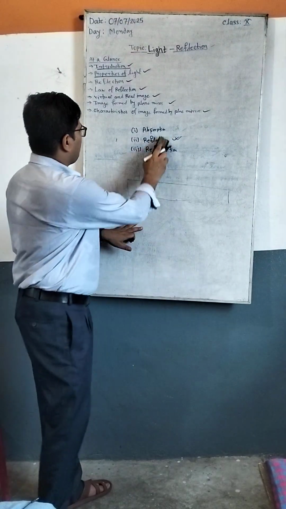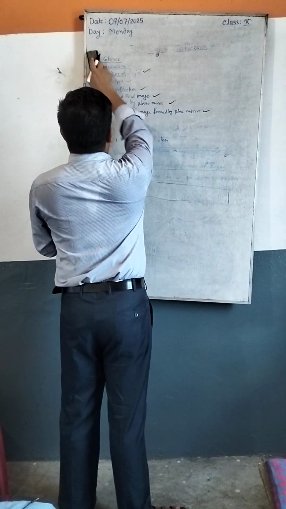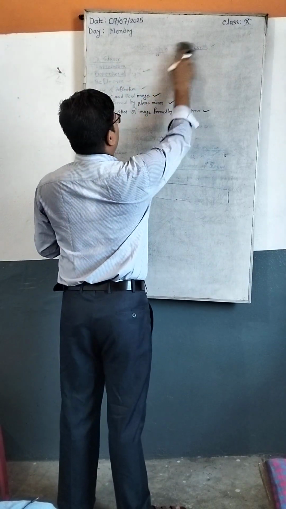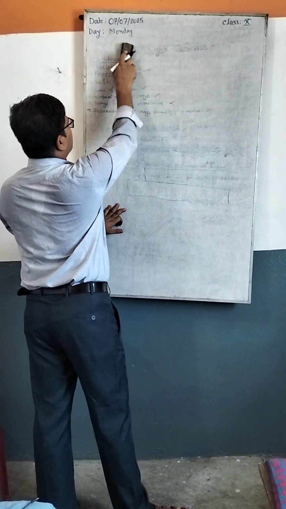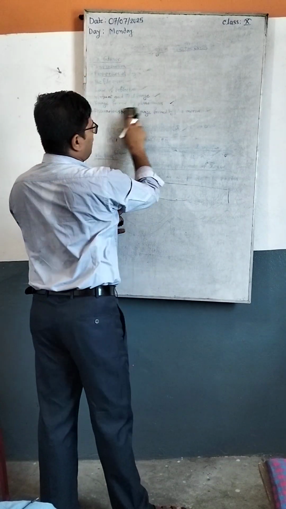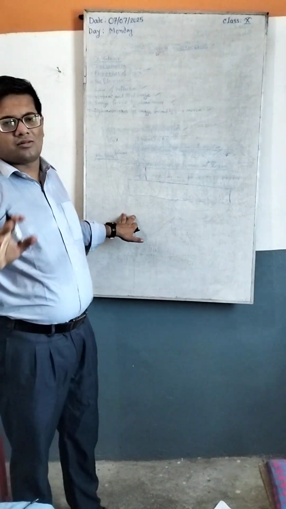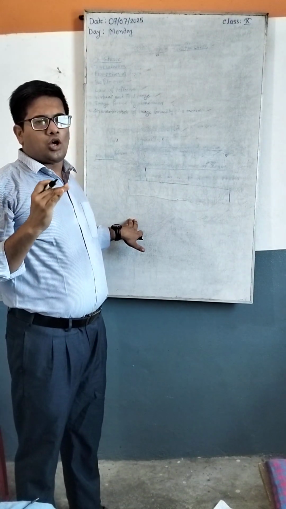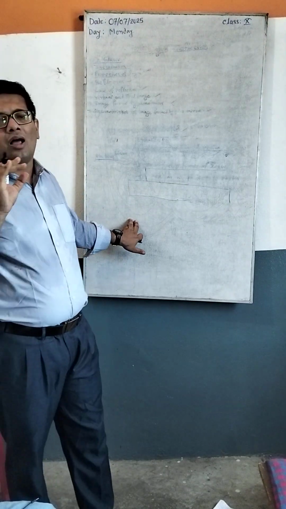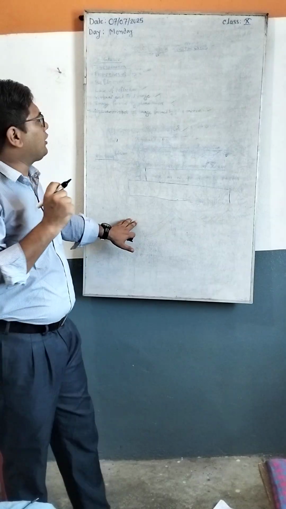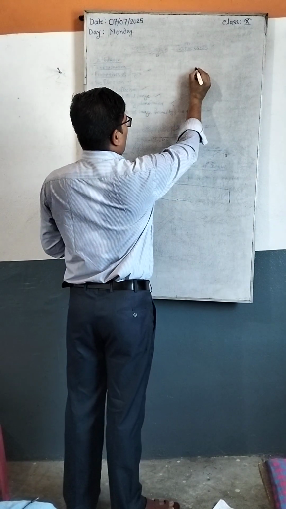Okay. So now I draw a picture of a mirror, that is the plane mirror. There are three types of mirror: plane mirror, concave mirror, and convex mirror. Concave and convex mirrors are called spherical mirrors. So now I draw the plane mirror. That is the mirror.